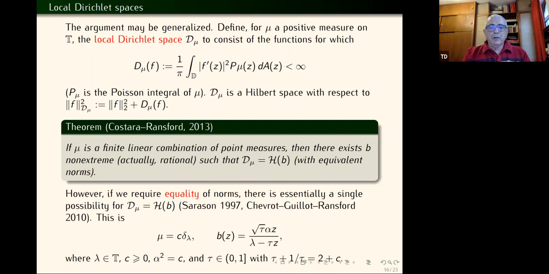Now, here I said with equivalent norms, and I want to also state a kind of curious situation: if you require equality of norms, then there is essentially a single possibility for dμ equal h of b. Mu has to be a multiple of a point measure, and b has this form, where you can vary some constant. It's a single type of function if you want to have equality of norms.